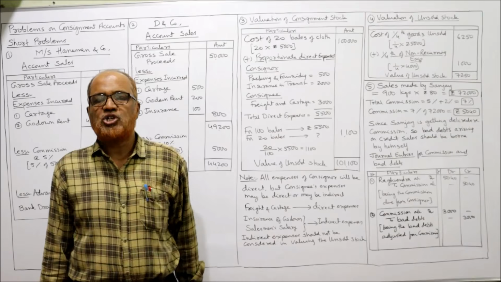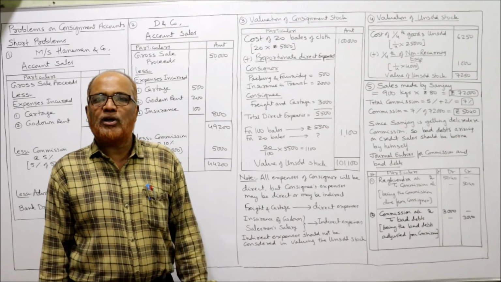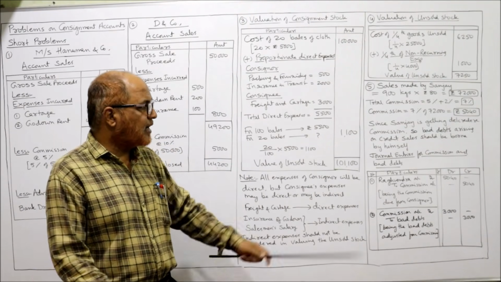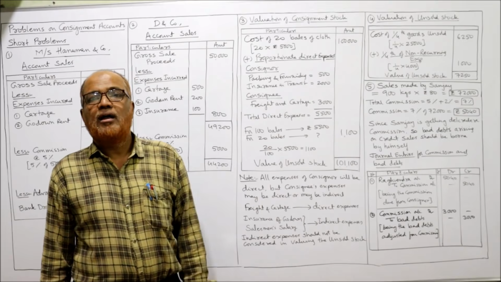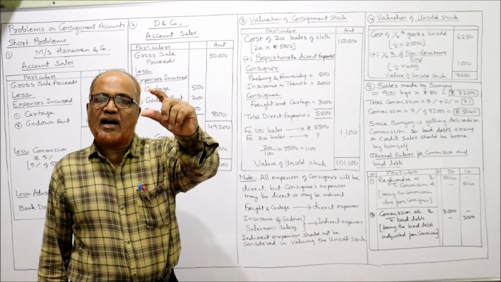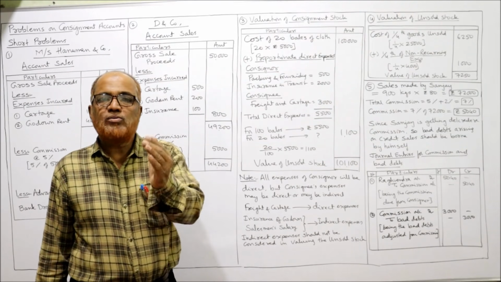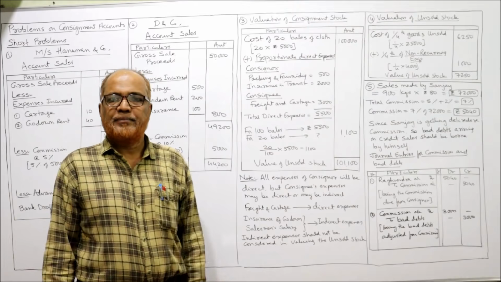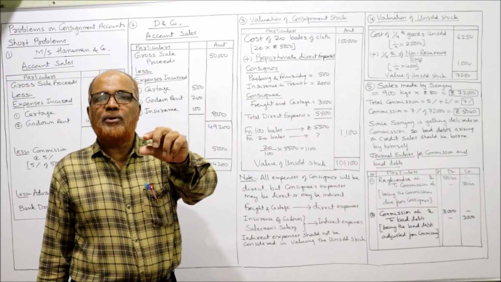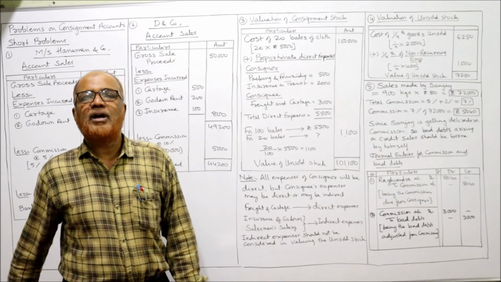First entry for commission. How much is the commission? 5,040. From whom does he get the commission? From the consignor, Raghavendra. So the entry will be Raghavendra account debtor to commission. Commission is an income, that's why the commission account will be credited. So Raghavendra account debit to commission 5,040. Being the commission due from consignor.